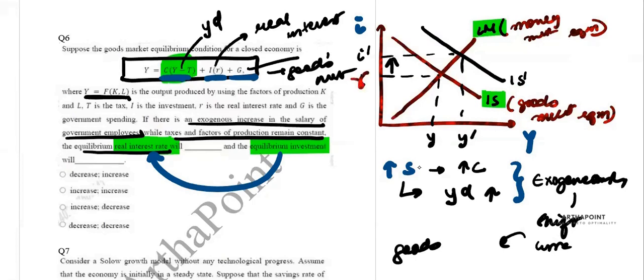So the interest rate will increase and income will also increase. In our case, the real interest rate. And because the interest rate is increasing, my investment should decrease, because the higher the interest rate, the higher the rate at which I will get a loan. The higher the rate at which I get a loan, the lower is my investment. So the answer is increase and decrease.